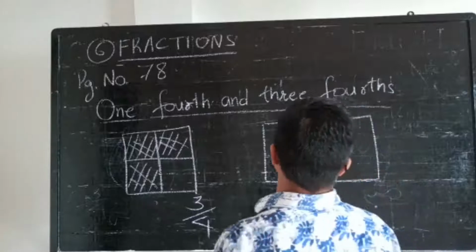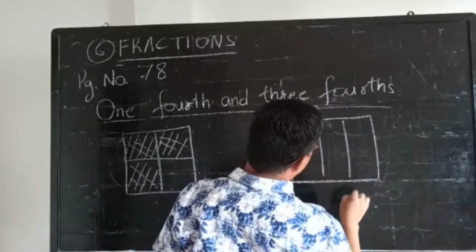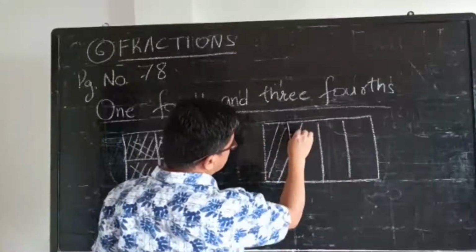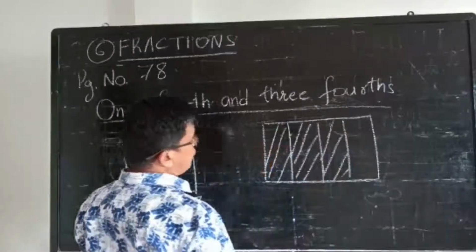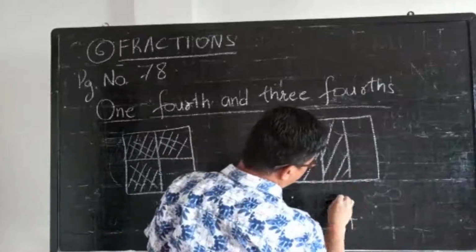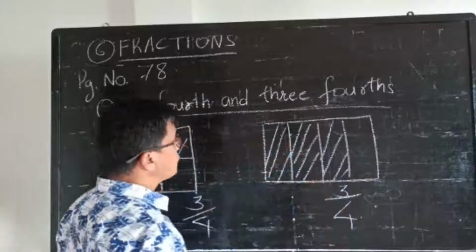Now next comes this rectangle. This rectangle has 4 parts: 1, 2, 3, 4. Out of these 4 parts, I will shade 3 parts. Altogether how many parts are there? 4. How many parts are shaded? 1, 2, 3. This is 3/4.